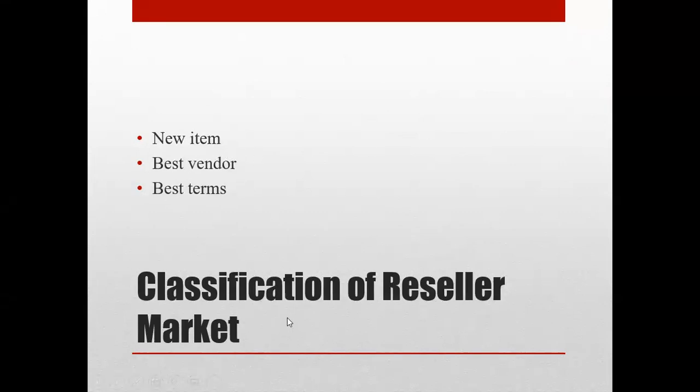So those are the best vendors. Then the best terms is a situation where the producer is looking for the reseller that is going to offer him the best terms. You understand? Now, the best vendor is the person that is going to buy the highest, but the best terms is the person that is going to give him the highest margin.